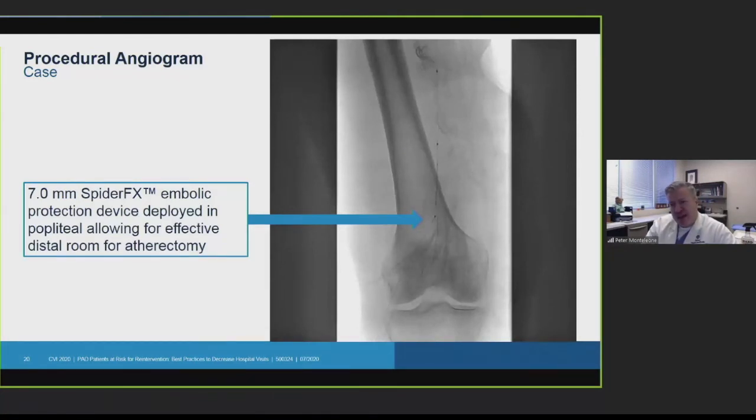And so towards that end, from an operational efficiency standpoint, we deployed a 7.0 Spider embolic protection device. Here it's being deployed directly through that 035 Trailblazer that we already had in place for our distal angiogram. We deployed it sufficiently distal within the popliteal to allow for performance of effective atherectomy, and for the collection chamber to be allowed to advance distally to allow for effective cutting.